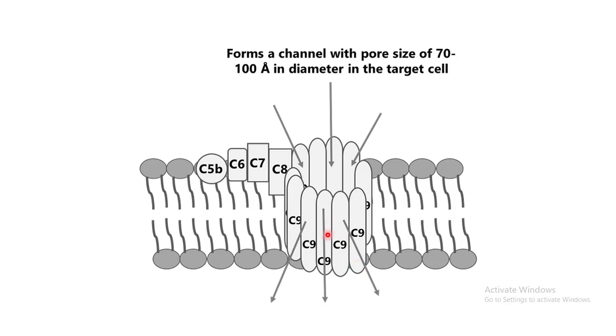Now, as you can see over here, when the C9 complement proteins combine with this C5b, C6, C7, C8, and the C9, you are going to get a channel. You are going to see a pore in the membrane, and this particular pore has a size of 70 to 100 angstrom in the target. Say for example, if this is the gram-positive bacteria, so now you have made a pore size of 70 to 100 angstrom. After the C5b, C6, C7, C8 complex, the C9 is then going to make this particular pore.